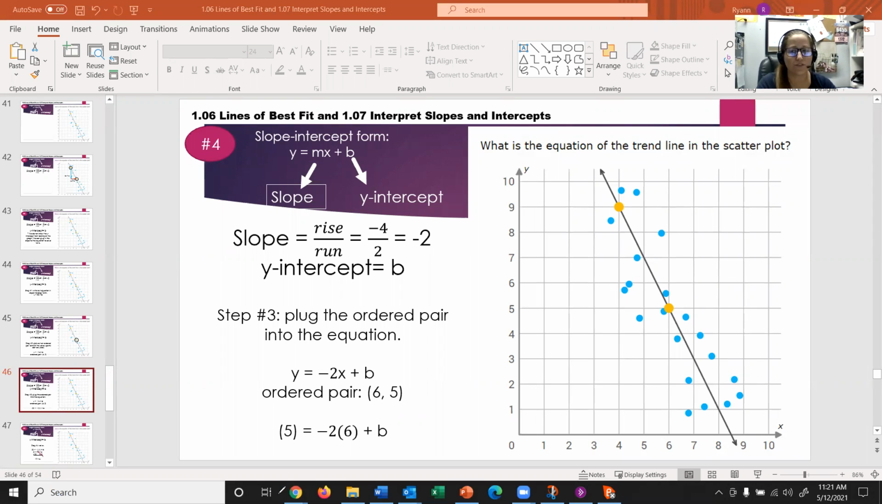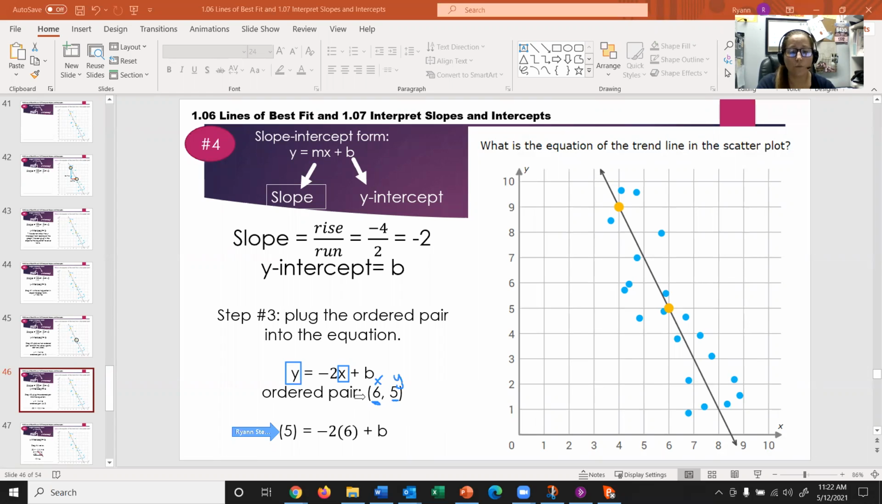Is XY a solution to the system of equations? We learned that we can actually take this ordered pair and plug it in for the variables. So we can say that this first number 6 is our X and this second number 5 is our Y. And so when we plug this into the equation, we're going to plug these numbers in for our Y and for our X. So down here, we would say that 5 is equal to -2 times 6 plus B.